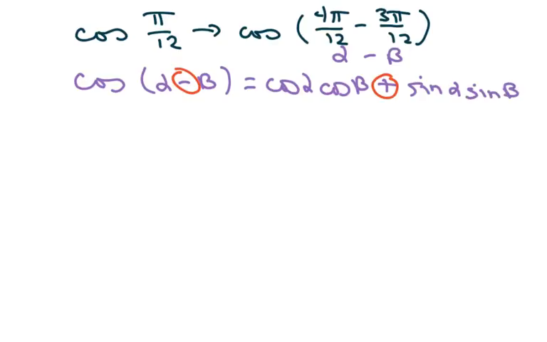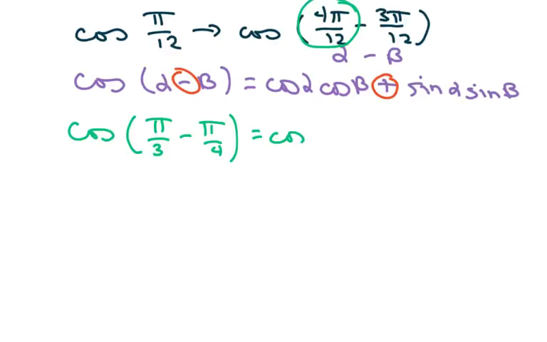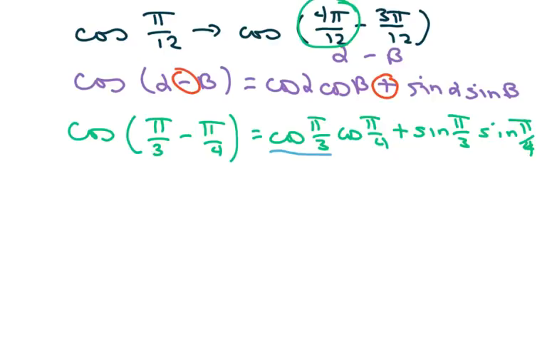Okay, and I need to rewrite this. So we have cosine, if I reduce these, that's going to be pi over 3 minus pi over 4. So this will be cosine of pi over 3, cosine of pi over 4, plus sine of pi over 3, sine of pi over 4. Cosine of pi over 3 is 1/2. Cosine of pi over 4 is square root of 2 over 2. Sine of pi over 3 is square root of 3 over 2. And sine of pi over 4 is square root of 2 over 2.